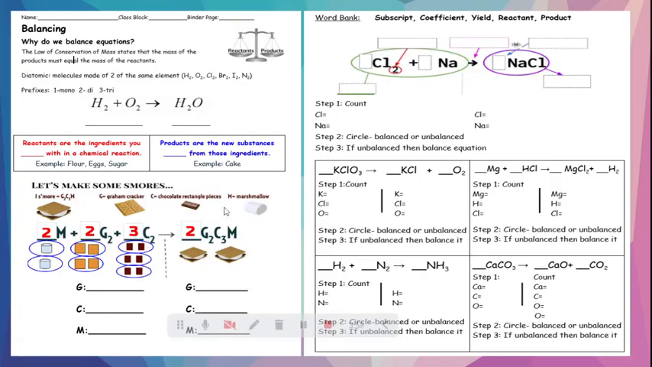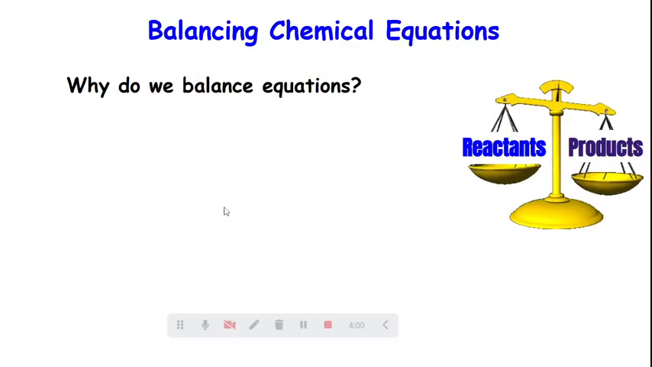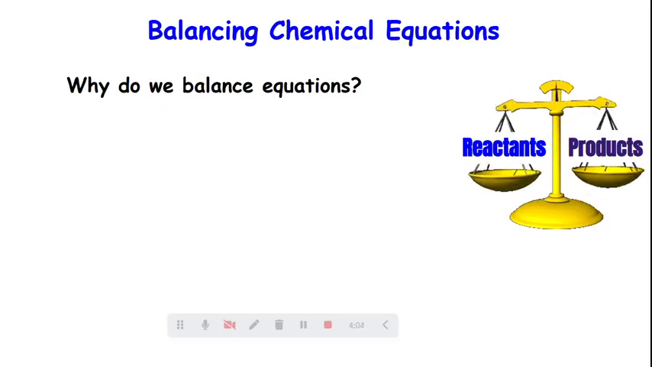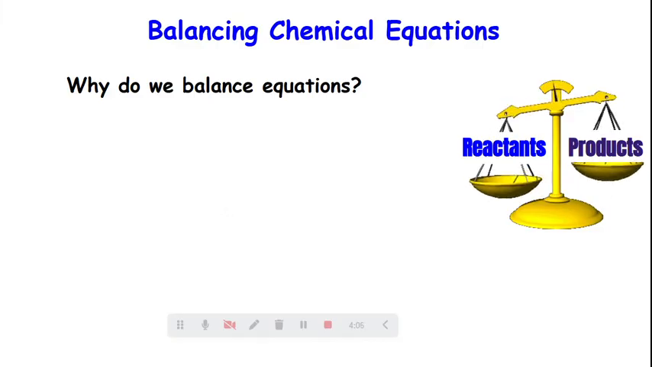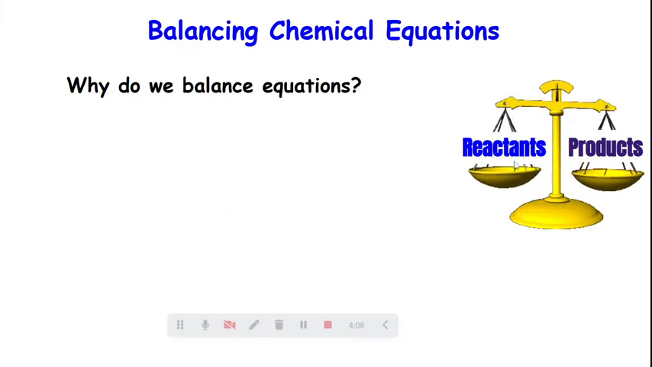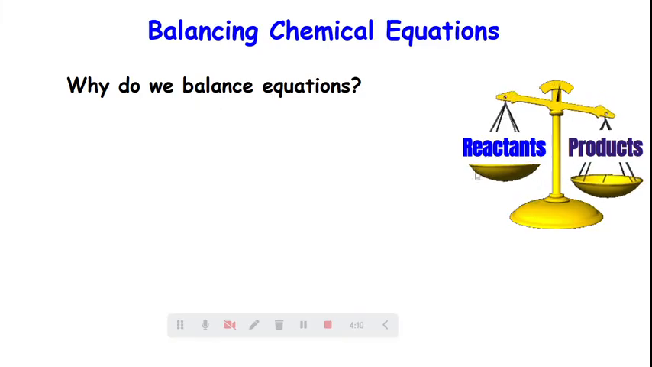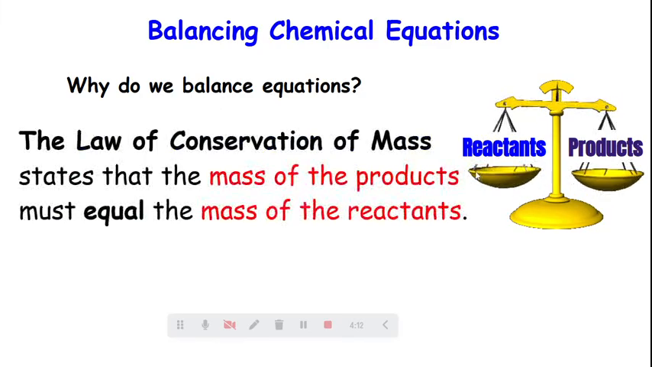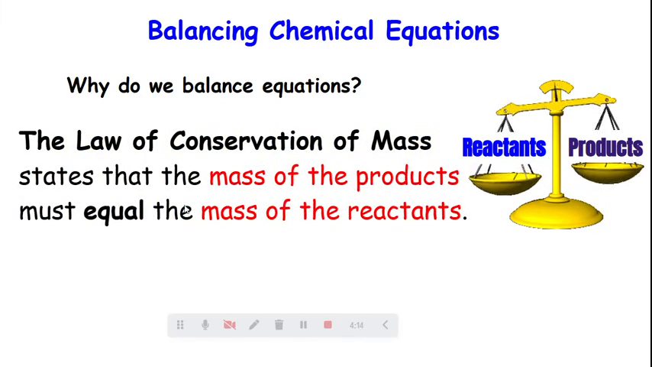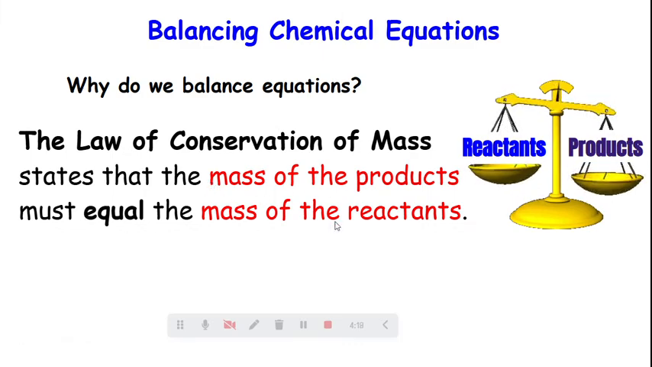So let's start with why we balance equations. We balance equations because atoms are neither created nor destroyed. They're only going to be rearranged. So that means that your reactants and your products must be equal. They must be the same. So as it says here, mass of the products must equal the mass of the reactants. And that's why we balance them.